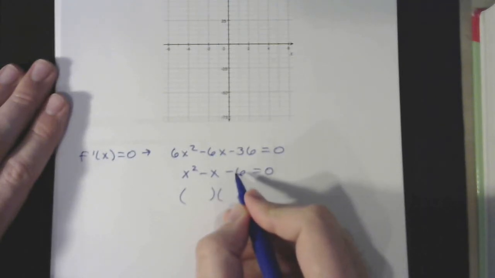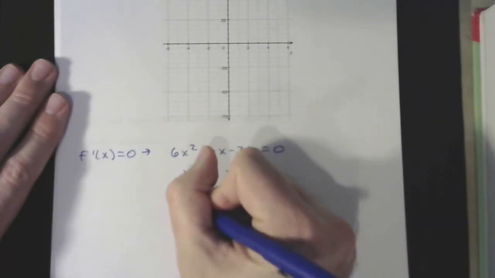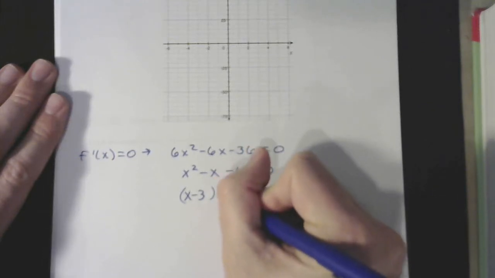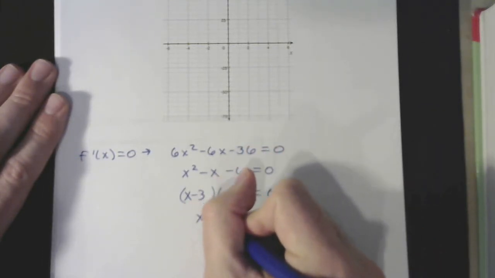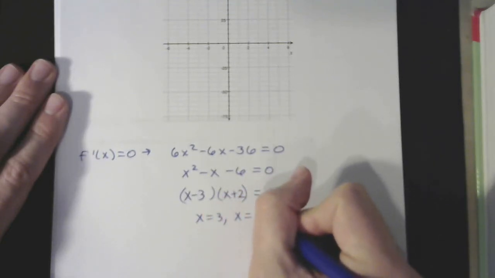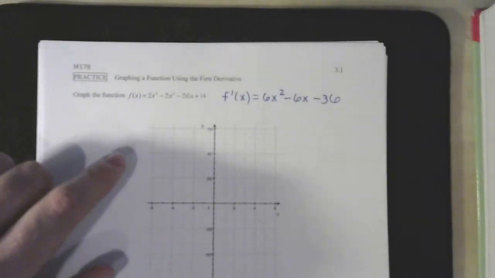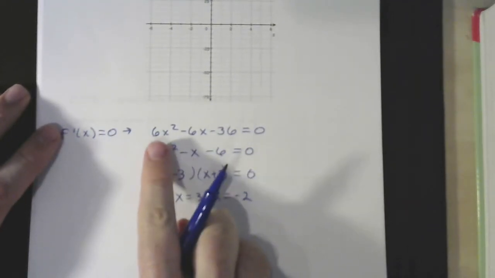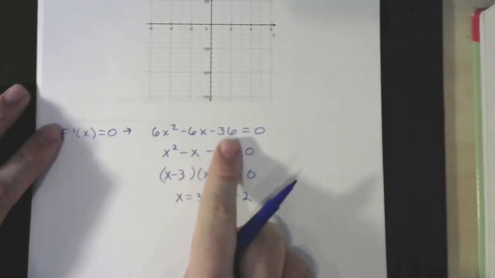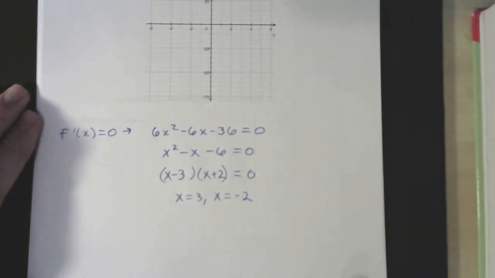So what multiplies to negative 6 and adds to negative 1? That would be negative 3 and positive 2. That should equal 0. So we have x equals 3 and x equals negative 2. And then you should always go back to your derivative and ask yourself, is it undefined anywhere? Since this is a polynomial, the answer is no.